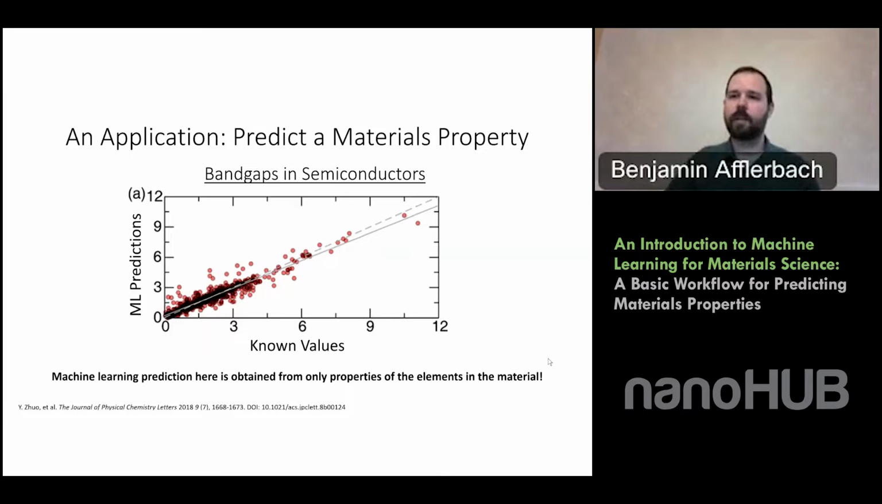And one of the key things here that isn't directly shown on this plot is that all of these predictions are coming directly from very simple inputs, just elemental properties of the elements that are in this database. And we'll see how that works again in the notebook.